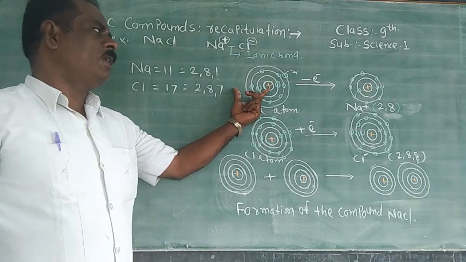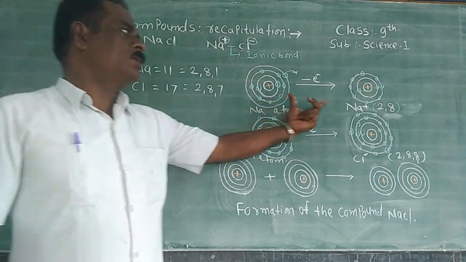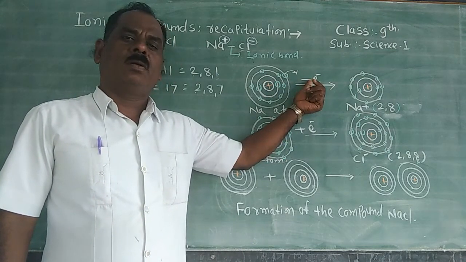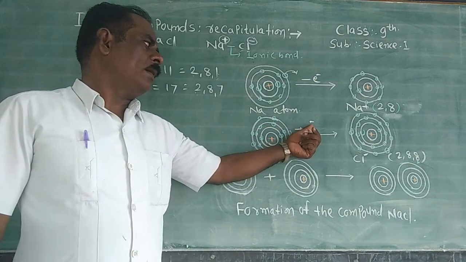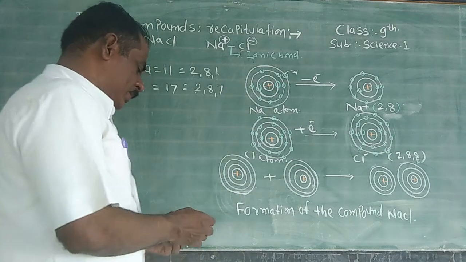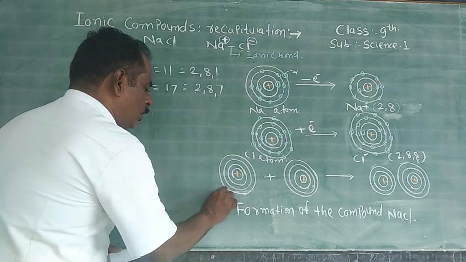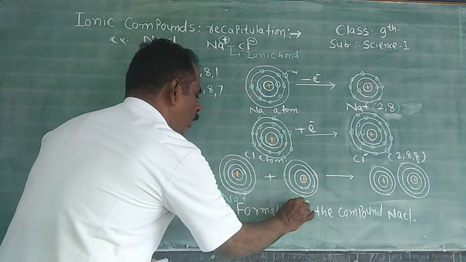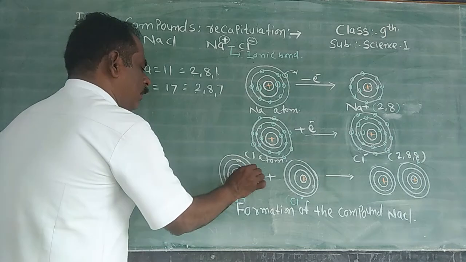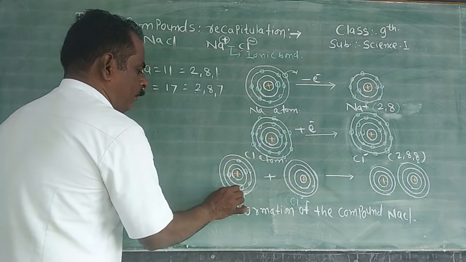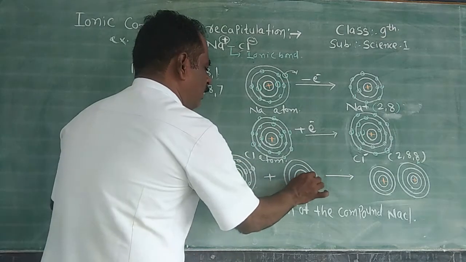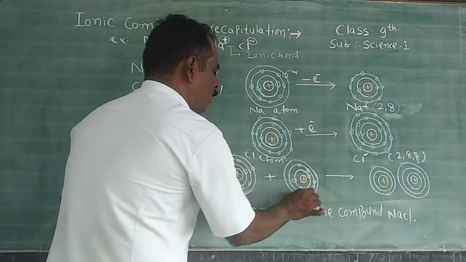From this diagram, we can easily conclude that the cation of any atom is formed by losing electrons, and the anion is formed by gaining electrons from another atom. Whenever these two ions, the sodium ion and chloride ion, come close to each other, then what happens? The electrostatic force of attraction is formed between these two ions.